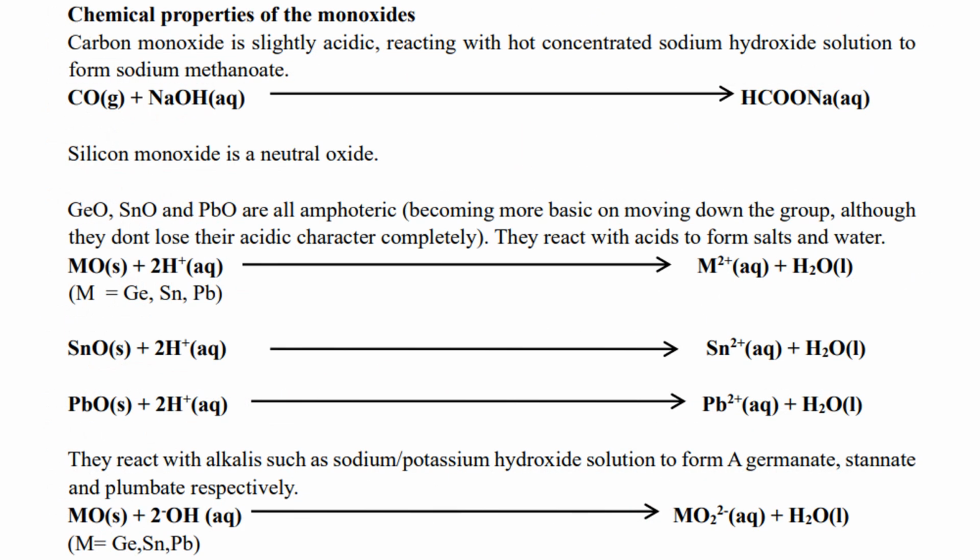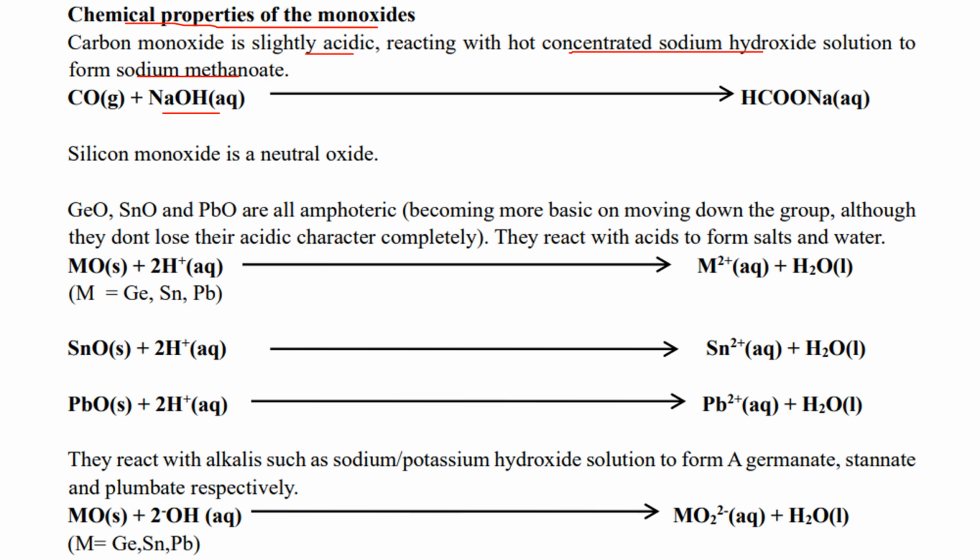Now going to the chemical properties of the monoxides, we are going to say that carbon monoxide is slightly acidic. Reacting it with hot concentrated sodium hydroxide solution is going to give us sodium methanoate. And since it's acidic, it can easily react with a base. But if it was basic, it could not react with a base.